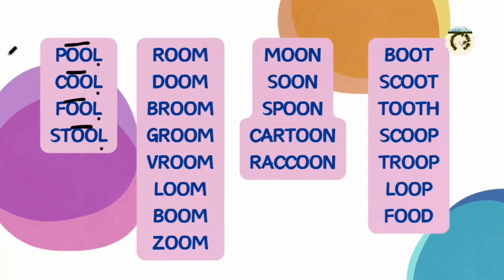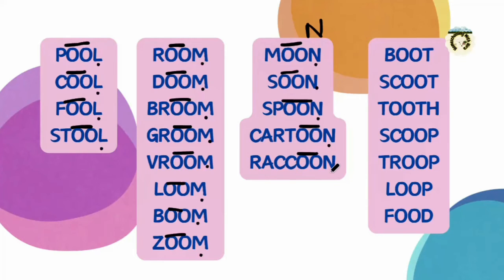Right? Next we have the long oo followed by sound or letter M. Room, doom, broom, groom, loom, boom, zoom. Right? Next common letter that comes after the long oo is letter N. For example, in moon, soon, spoon, cartoon, raccoon, right?